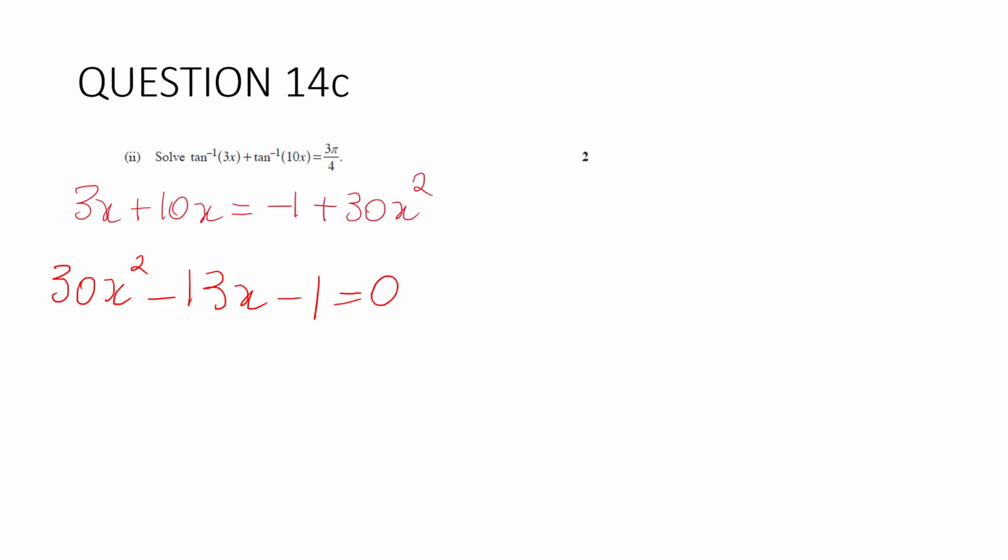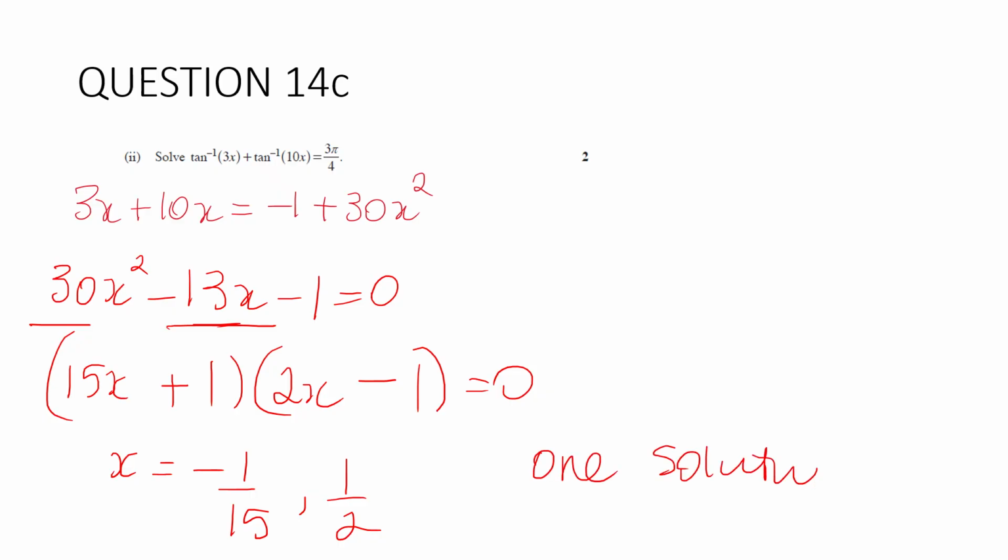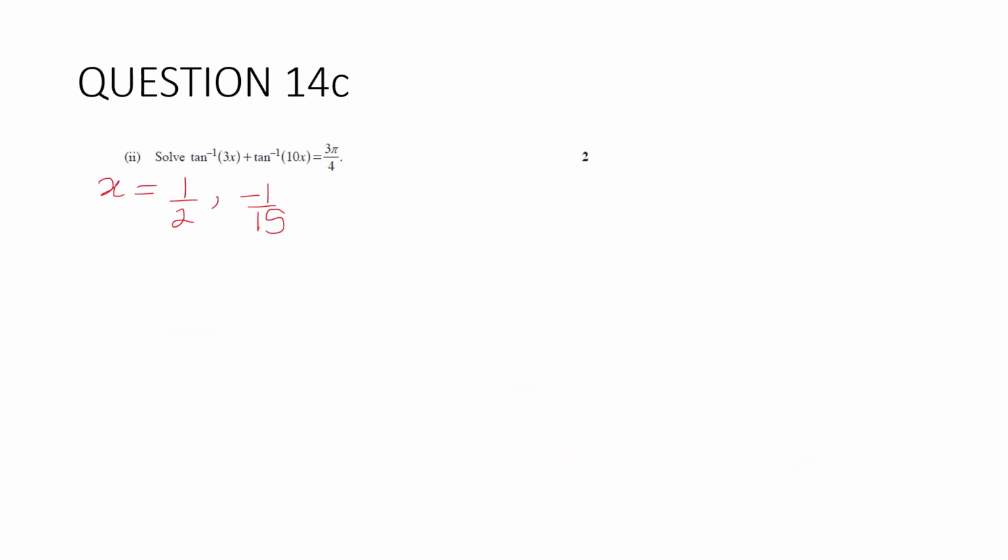We could use the quadratic formula, but we can factorise this. So we've got 1 and 1. Factors of 30, 10 and 3 actually don't work. It's 15 and 2. So 15x and 2x, because I want negative 15x plus 2x. And so x is either equal to negative 1 on 15 or a half. But we just proved in part 1 that there is only going to be one solution. And the best way to figure that out is to substitute them both in.